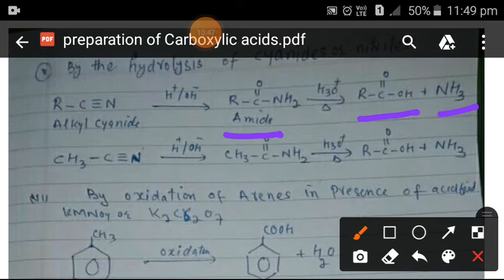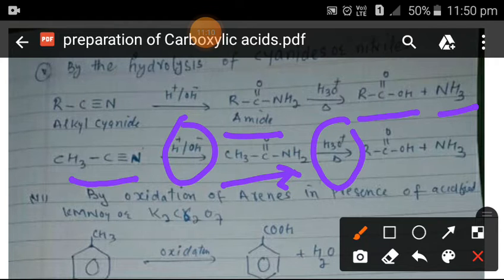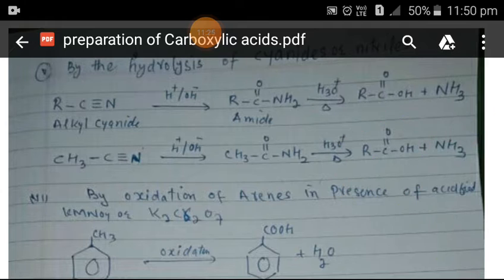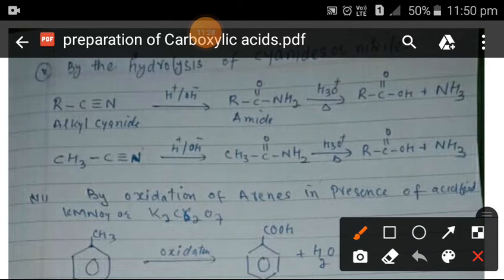Okay? So if you want to learn the mechanism of the reaction, I will also show you. Here we have taken the example of methyl cyanide in presence of water. It gives CH3C double bond O with NH2, and this is the amide, and further with H3O+ and some heat, it gives carboxylic acid, CH3COOH, that is acetic acid, and ammonia is formed. Clear? So that is the reaction.